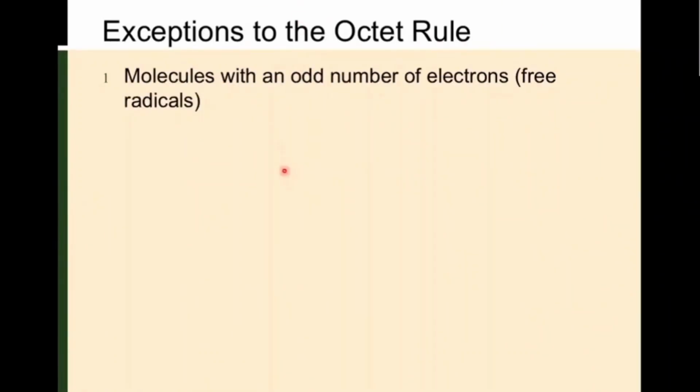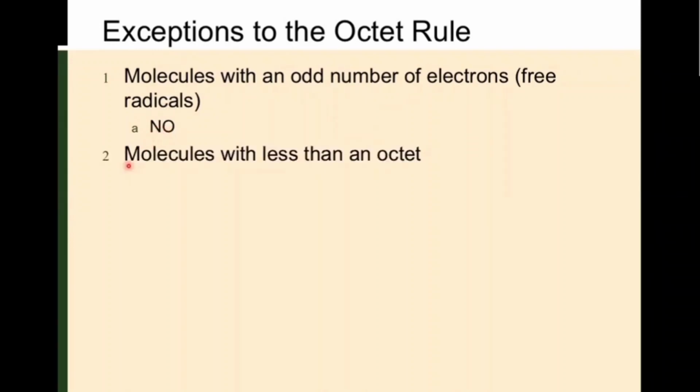Exceptions to the octet rule include molecules with an odd number of electrons. These are so-called free radicals. These are an important class of chemical compound, which are very reactive, and they are useful in all sorts of organic chemistry transformations, such as nitrogen oxide, which is a free radical, or has a free radical.